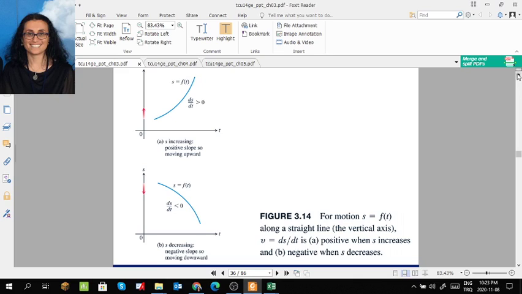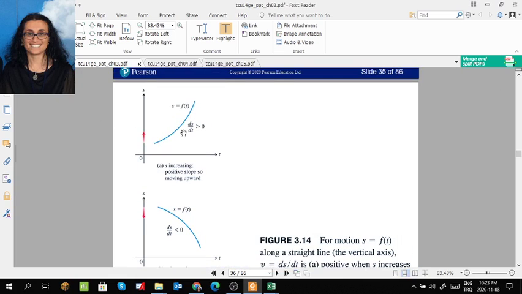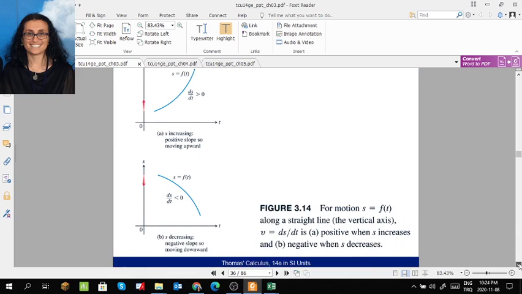Okay, so let's look at these graphs separately. In the first graph, s is an increasing function, and if you draw tangent lines, the tangent lines are going to have positive slopes, which is going to tell us that the velocity is positive, so the object is moving in the positive direction, with a positive speed. Right, so let's look at the second one.